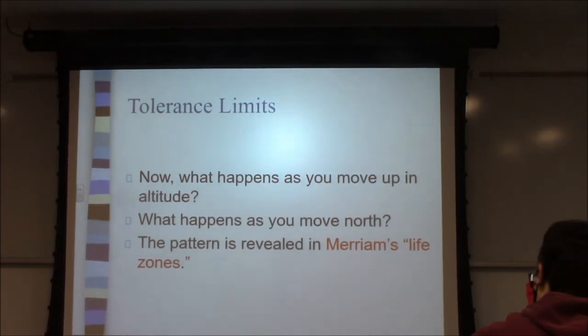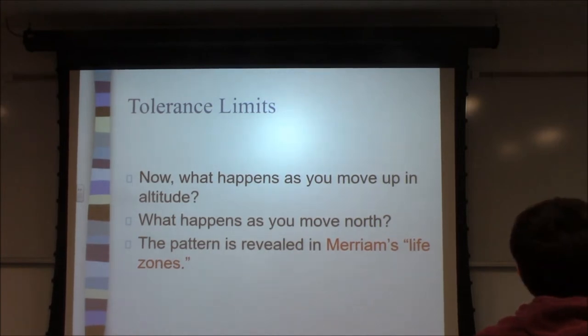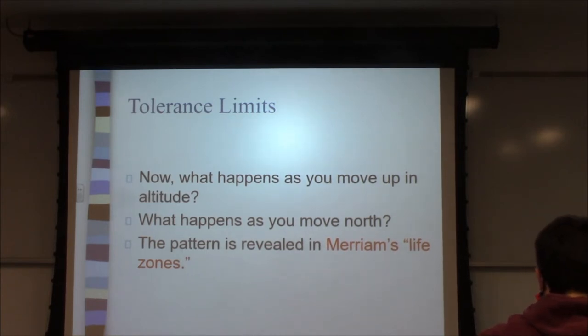C. Hart Merriam is famous for a number of things. There are numerous awards that are named for C. Hart Merriam in various ornithological and mammal societies. There are numerous species that are named after C. Hart Merriam. For example, the Merriam's kangaroo rat, Dipodomys merriami, which is the ultimate honor that you can get as a biologist, is to have some species named after you.